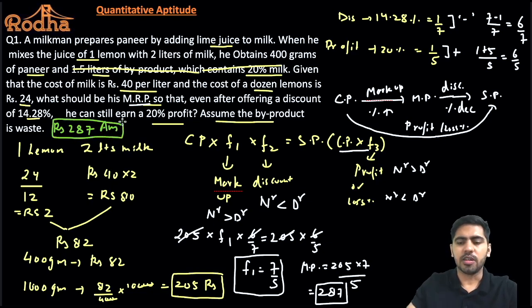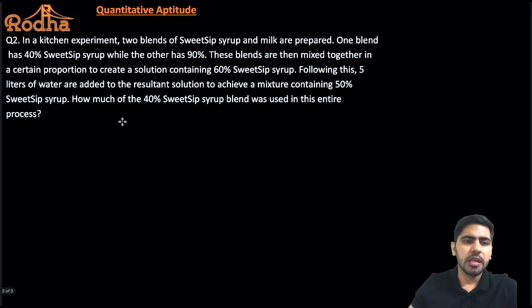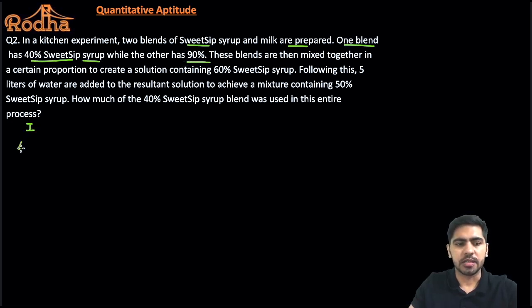All right, let us move ahead to the next question now. It says, in a kitchen experiment, two blends of sweet sip syrup milk are prepared. One blend has 40% sweet sip syrup while the other has 90%. So there's one blend which has 40% sweet sip syrup and the other one has 90%, so let's say blend 2. Now, these blends are then mixed together in a certain proportion to create a solution containing 60% sweet sip syrup. So the average here is 60%, right?